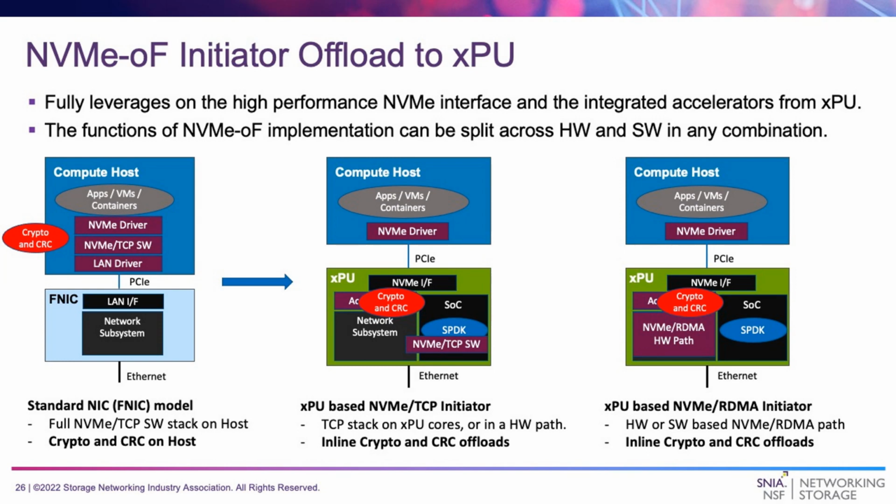The last picture shows this NVMe over RDMA initiator offload based on xPU. So typically you will find a hardware path design, just because the RDMA solution is usually done in the hardware path. So here it includes inline crypto and CRC offload, which can provide a very high performance, low latency solution for this kind of xPU-based initiator design. So that's the initiator offload to xPU.